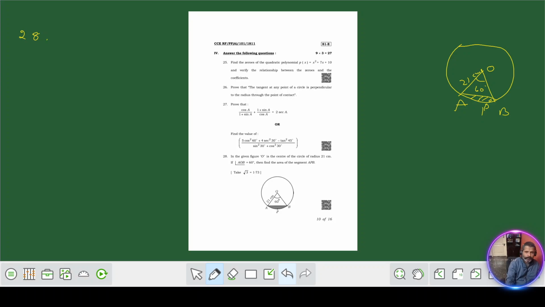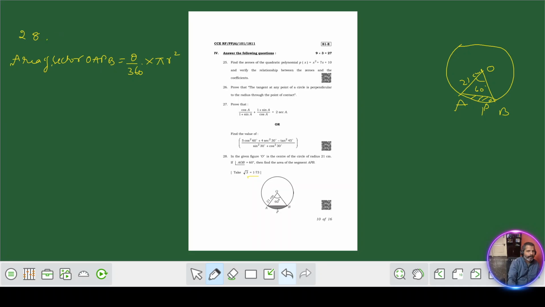How do we solve this? They have given root 3, we have to take 1.73 wherever applicable. First, to find the area of the segment, you have to find the area of the sector OAPB minus the area of the triangle OAB. First find the area of the sector OAPB. What is the area of a sector formula? Theta by 360 into pi r square.